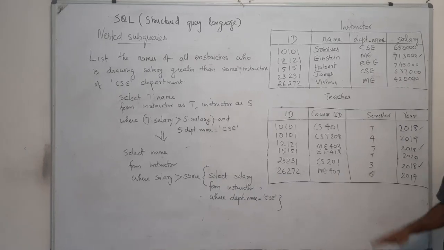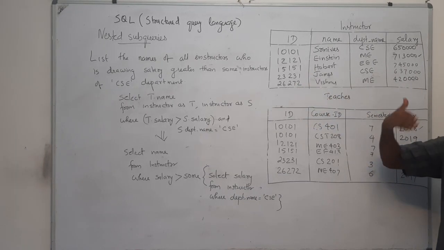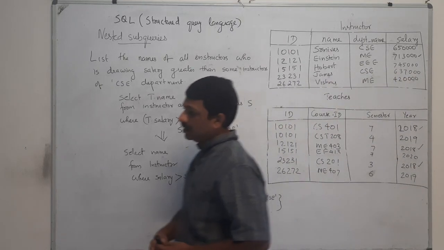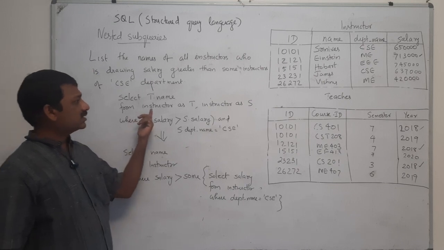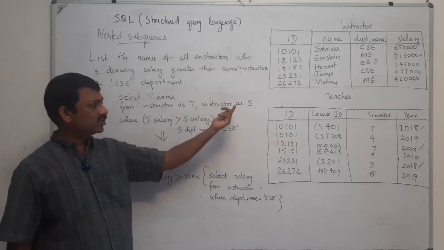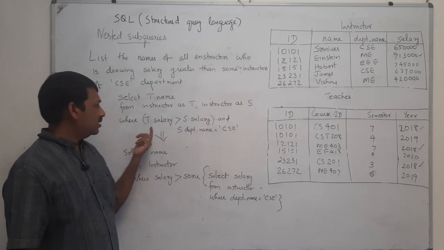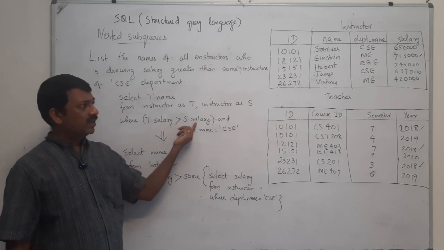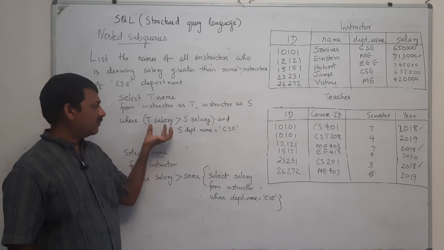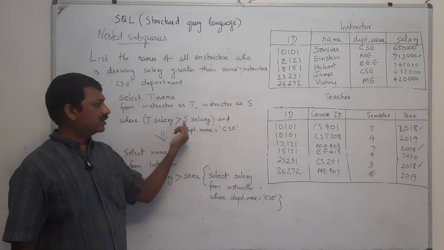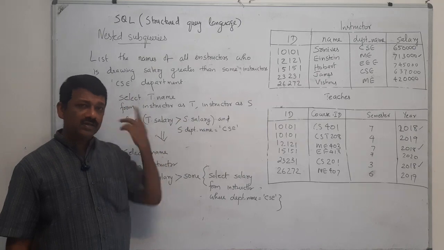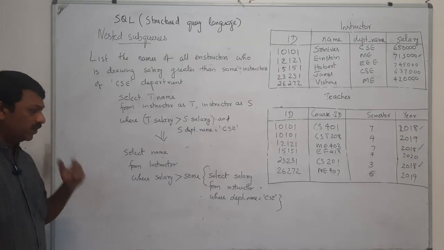So first of all, this is the usual way, using the Cartesian product. Here you have renamed instructor as T and instructor as S, since those are duplicates. Then T dot salary greater than S dot salary. That means when you have taken the cross product of these two, the first T dot salary is greater than the second S dot salary and S dot department equal to CSE. This question we already discussed in one of our previous classes.